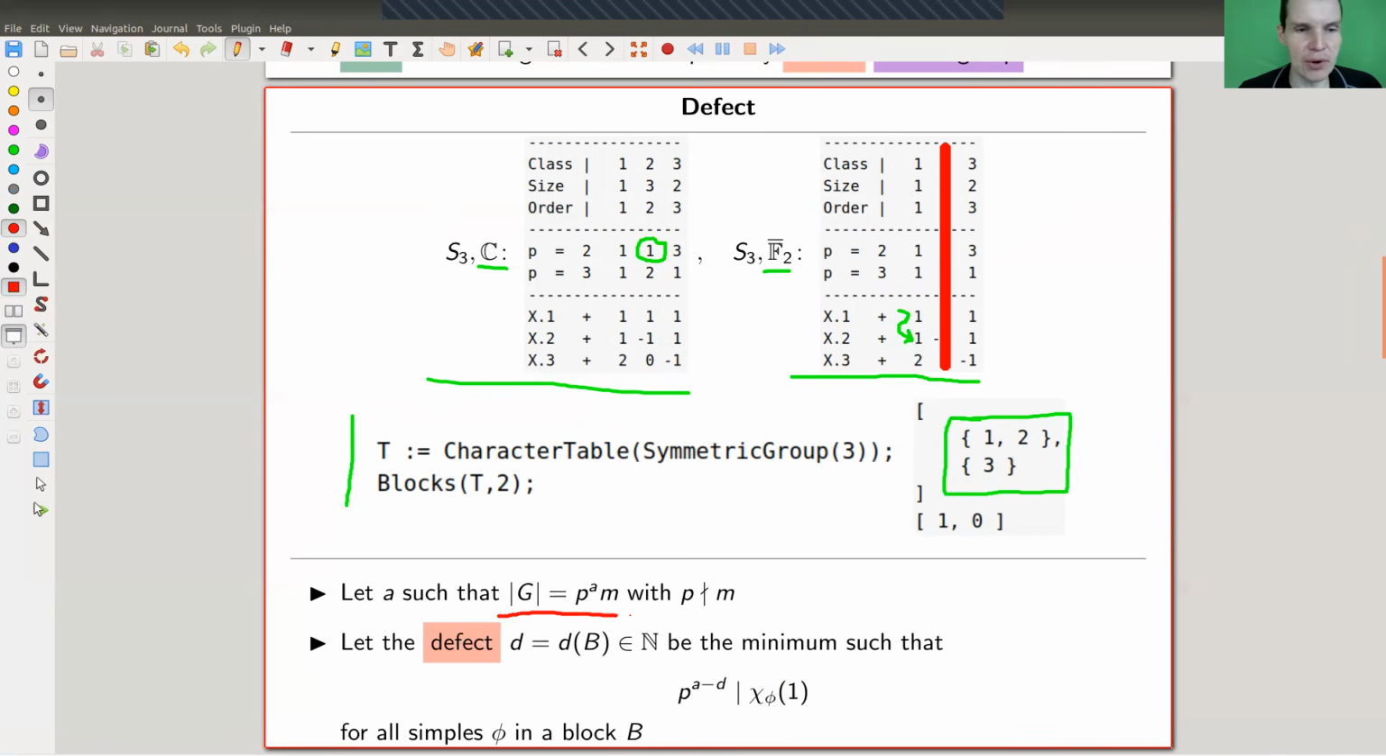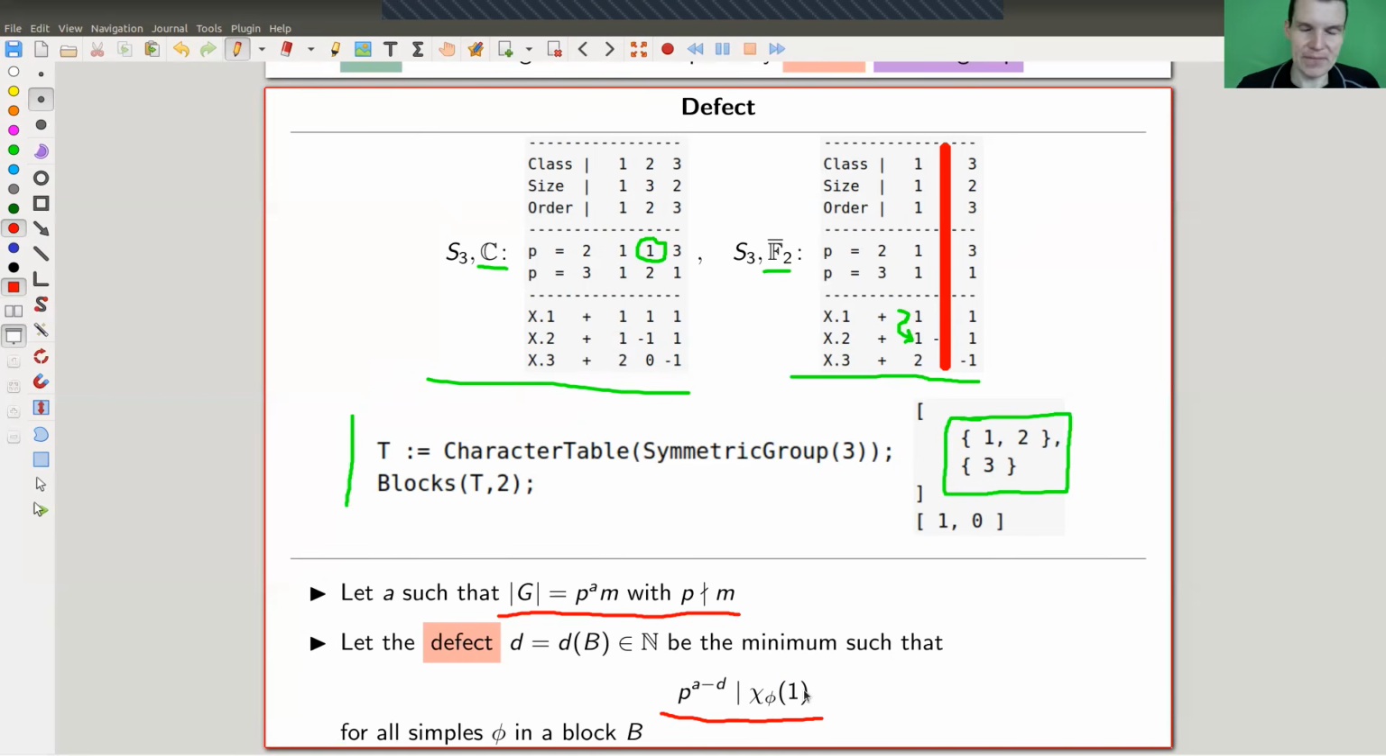So you can decompose the order of your group into p to some power and everything that's not divisible by p. We have this A, and the defect is just the biggest number. The smallest number. It's kind of everything is reversed. In order to have complexity going upwards, you kind of need to reverse everything. Anyway, it's the smallest number such that p to this power divides the Brauer character for all simples at 1, which is just the dimension of those.